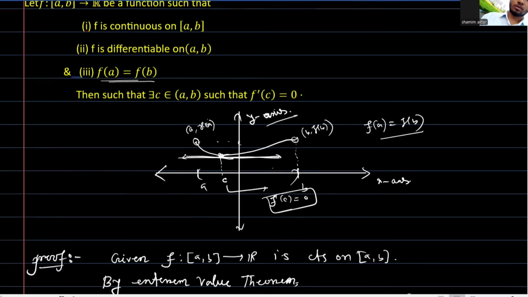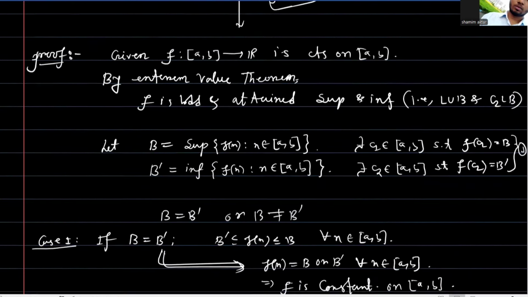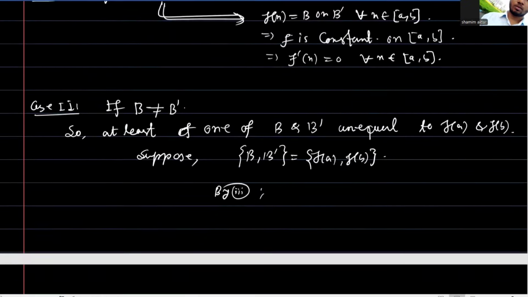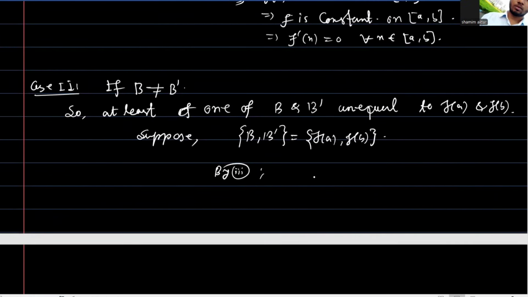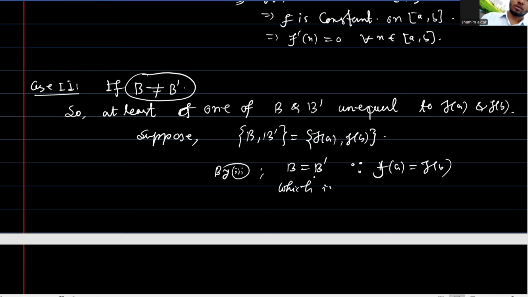So we can find b equal to b dash, since f of a equal to f of b. But we are already given b not equal to b dash, which is a contradiction. So at least one of b and b dash is unequal to f of a or f of b. Okay.